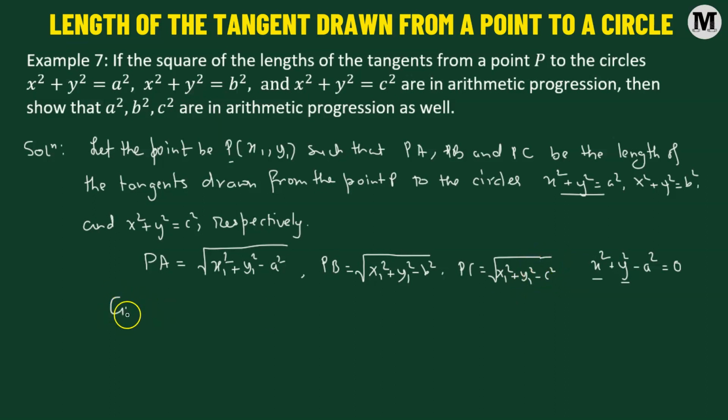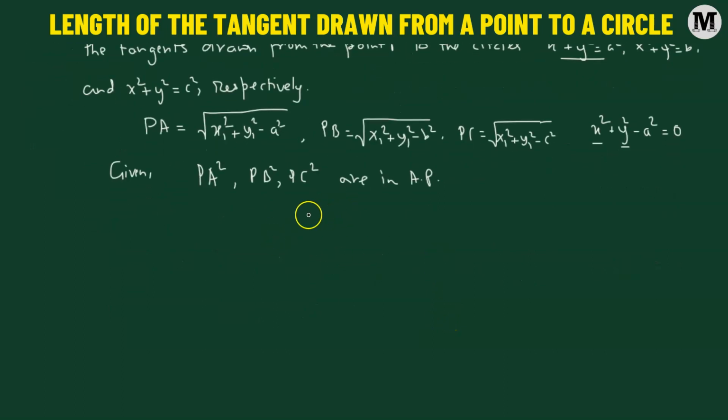Now, it's given in the problem that if we take the squares of these lengths, that means PA squared, then next PB squared followed by PC squared, then this particular sequence will be in arithmetic progression. These are in arithmetic progression. Now, if they are in arithmetic progression, we can easily use the property of arithmetic progression to say that if we take the second term and from it subtract the first term, this difference will be equal to the third term minus the second term.